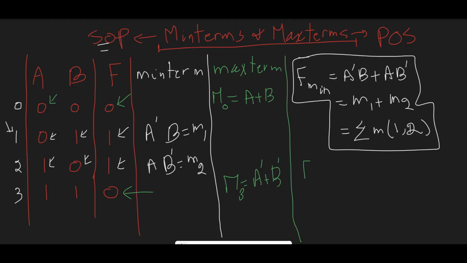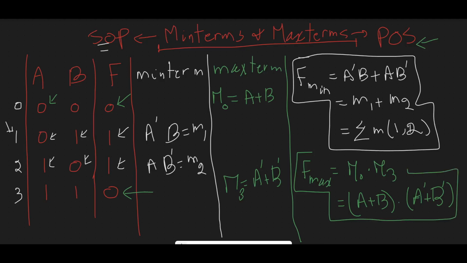So now the maxterm will be equal to M0 times M3, which is why we call it the product of sums. Further we can write it as A plus B for M0 multiplied by A bar plus B bar. So that's the maxterm.